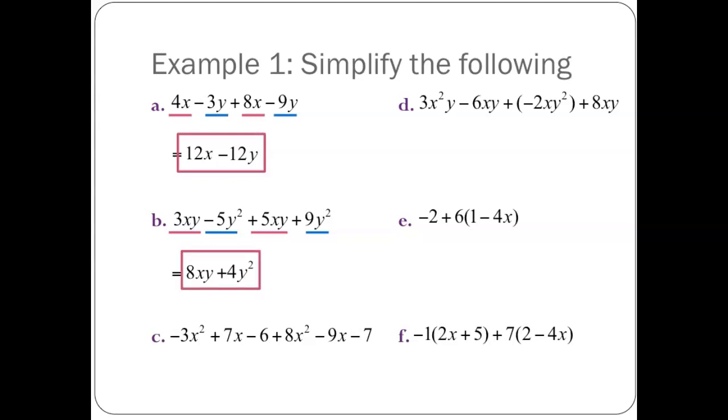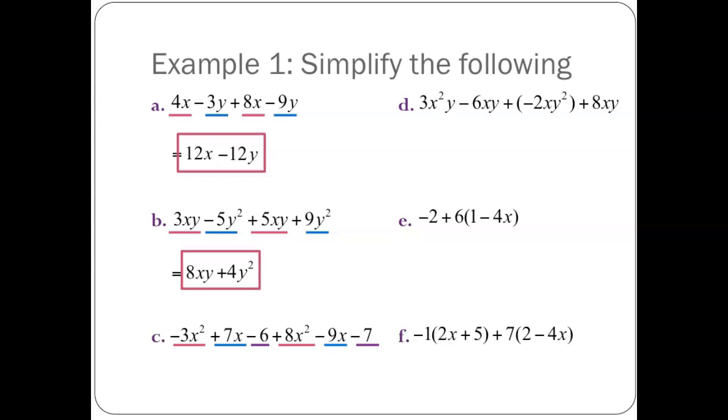All right, this next one is a little bit longer. We have negative 3x squared plus 7x minus 6 plus 8x squared minus 9x minus 7. So it looks like we have two terms that have x squared in them. It looks like we have two that have just x in them. And we have two terms that don't have any variables, just negative 6 and negative 7.